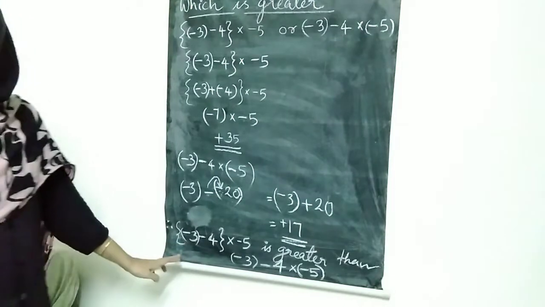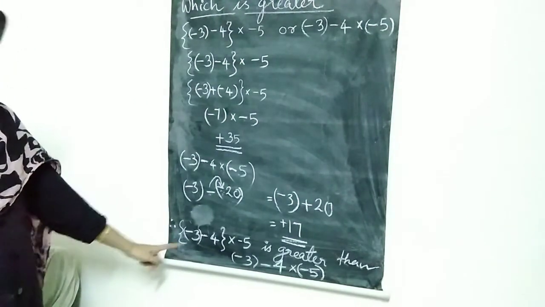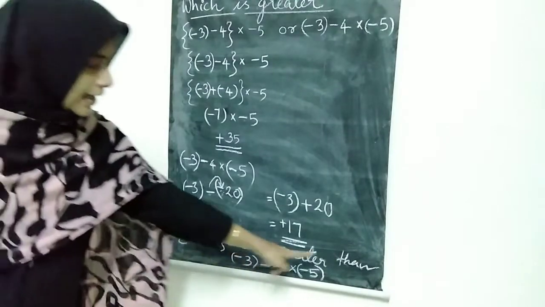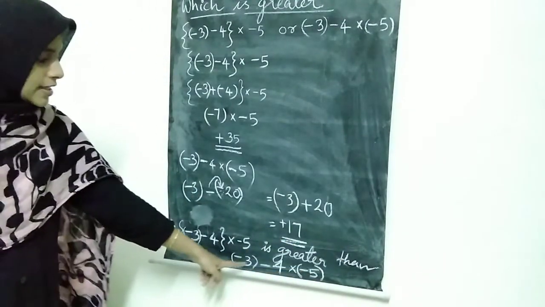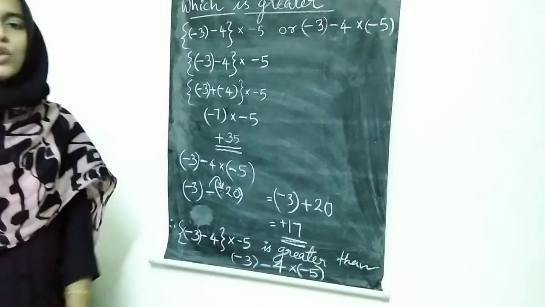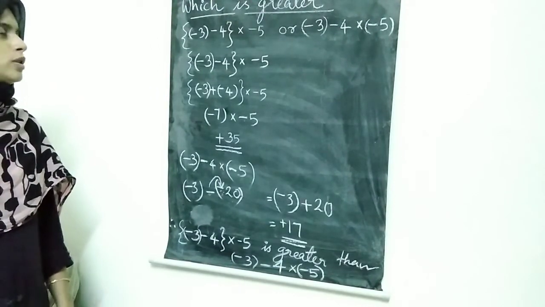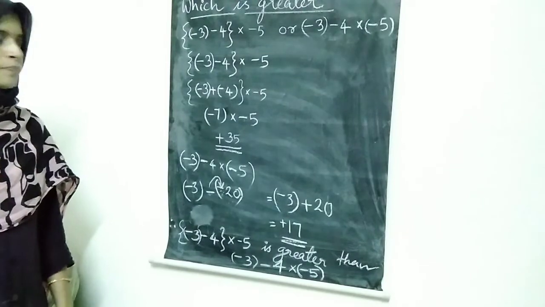You can write the conclusion. Therefore, minus 3 minus 4 into minus 5 is greater than minus 3 minus 4 into minus 5. Okay, so all of you write it in your notebook. We can do one more problem.